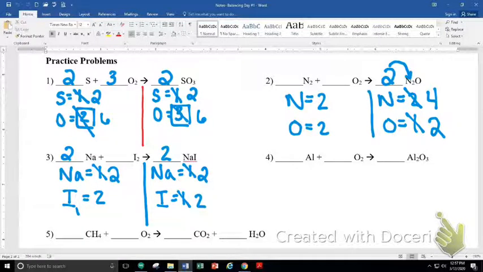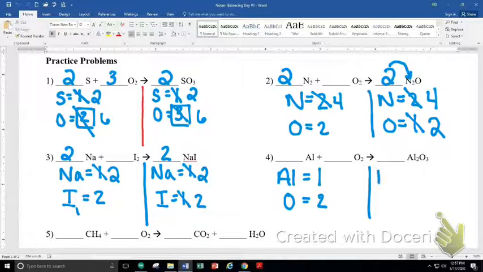Oxygen are balanced, nitrogen are not. I need to get to 4 on my reactant side, so by putting a coefficient of 2 there, it multiplies and gives me 4, and it is now balanced. The last example then, if we take a look here at number 4, we have aluminum and oxygen. 1 aluminum, 2 oxygen to begin, versus 2 aluminum and 3 oxygen to end with. So starting out, I would want to balance my aluminum. If I put a coefficient of 2 here, that fixes that.